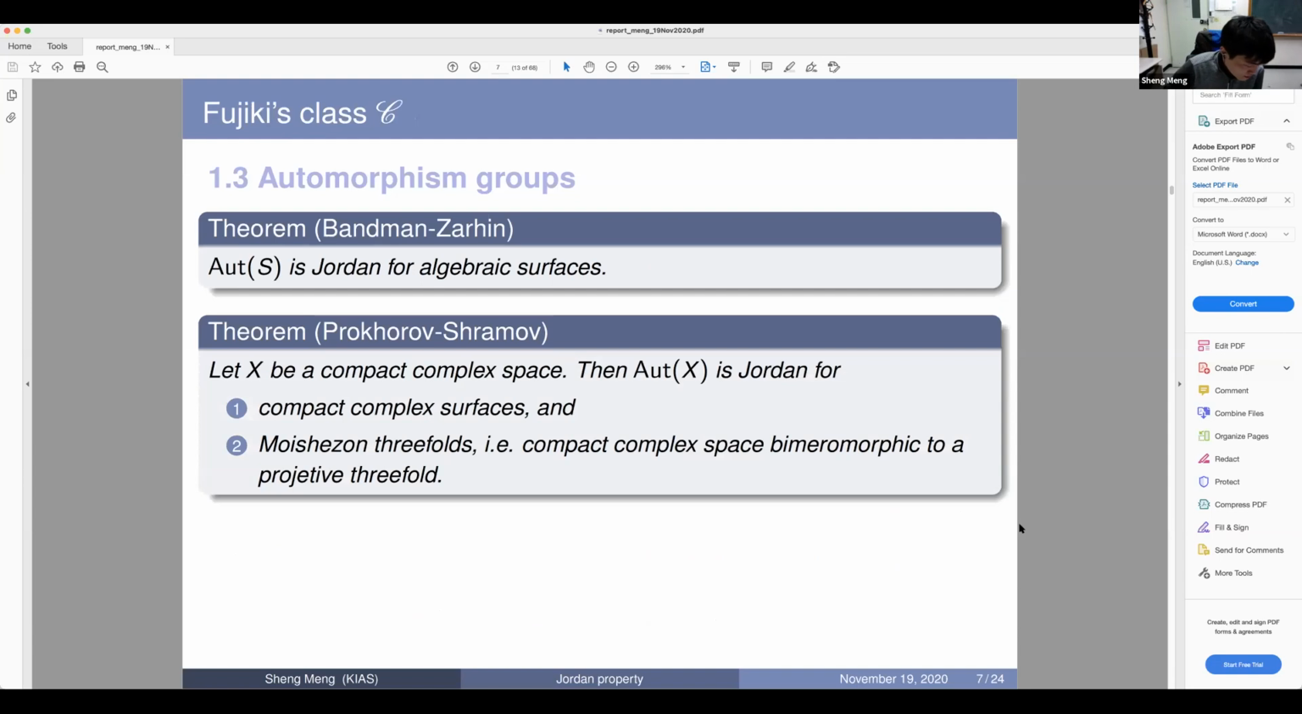So there are several known results, but very few results on the lower dimensional cases. Okay, so first, the surface case is still okay. Bandman and Zarhin proved that for an algebraic surface, the automorphism group is Jordan. And Prokhorov and Shramov proved the Jordan property for the automorphism group of a compact complex space, in the surface case and the Moishezon threefold case.